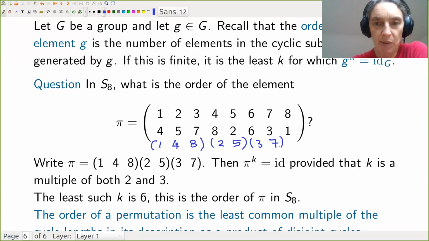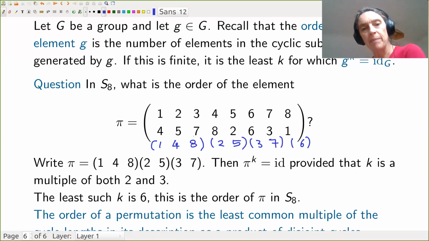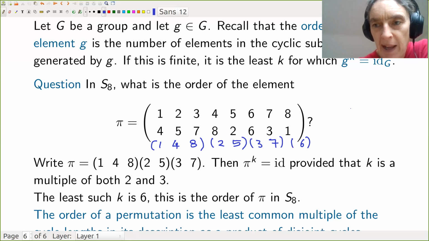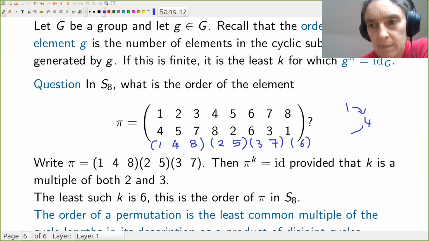The first thing we don't have yet is 6. 6 is a fixed point, so you can either leave it in or leave it out. If you want to include a cycle here for 6, you can. If you leave it out, it's assumed that it means that 6 is a fixed point. Okay, so there's the disjoint cycle description of pi. Now we can ask ourselves, this means what pi is doing is it's cycling around 1 to 4 to 8, like this. It's swapping 2 and 5. And it's swapping 3 and 7.